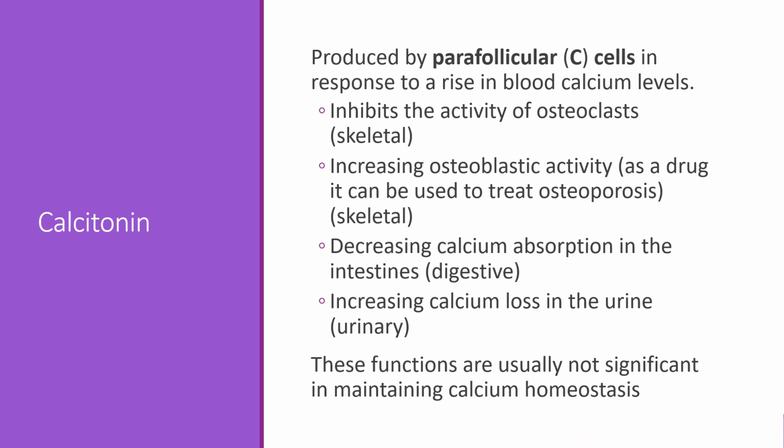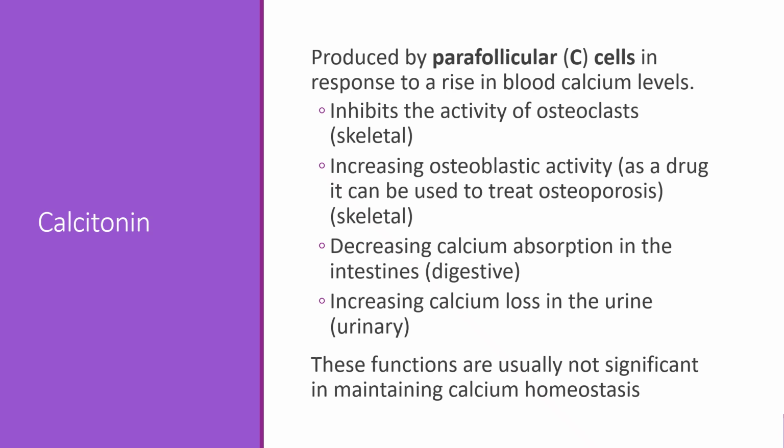This could be used as a springboard for treating osteoporosis. But again, this involves the skeletal system. It decreases the calcium absorption at the intestines, and so you pass it through in solid waste, and it increases the calcium loss in the urine, and so that's going to involve our urinary system. The important things to remember is that calcitonin, and we're going to see its companion, PTH, are going to be working on three major systems: skeletal, digestive, and urinary.